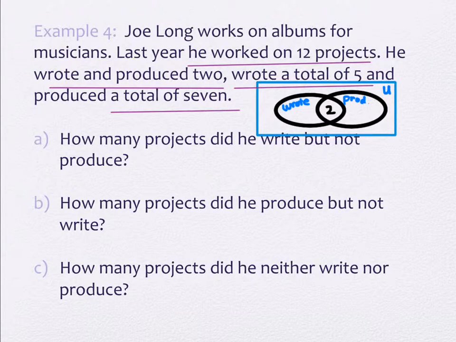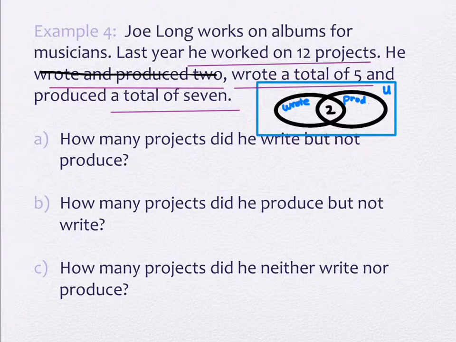Okay, so let's go back now and read a little bit more. We've sort of addressed the first issue, wrote and produced 2. We've got that one done. We've got 3 others. We've got he worked on 12, he wrote a total of 5, and he produced a total of 7. Which piece of information might be most helpful to do next? The 12, the 5, or the 7? Either one, right? You can do either one. Either the total wrote or total produced. Right, but we're not going to do the 12. The 12 is unhelpful still, but either the 5 or the 7.